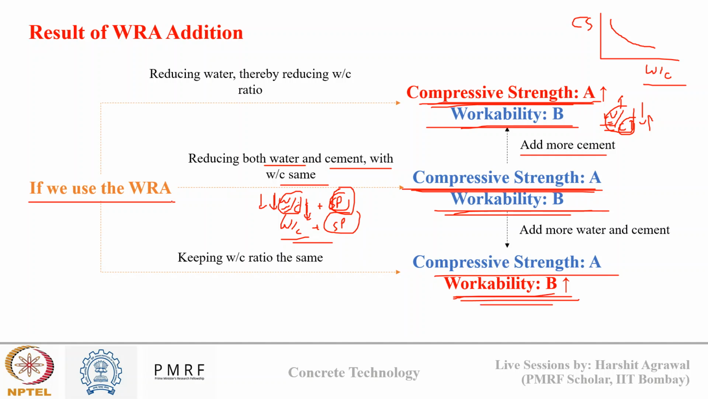So you can see, in this way, a water reducing admixture can be used for different needs. If I want more strength, I can use a WRA. If I want more workability, I can use a WRA. And if I want the same strength and workability, then also I can use a WRA, but it will make my concrete more cost effective and sustainable.